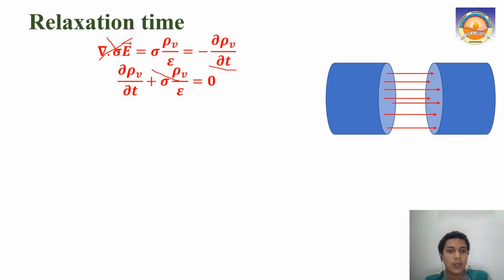Like what? Dou rho V by dou t. If we take this part to this side, we will get dou rho V by dou t plus sigma rho V by epsilon equal to 0. Right, we are just taking this minus dou rho V by dou t to this side so that it becomes positive, just addition. So dou rho V by dou t plus sigma rho V by epsilon equal to 0.